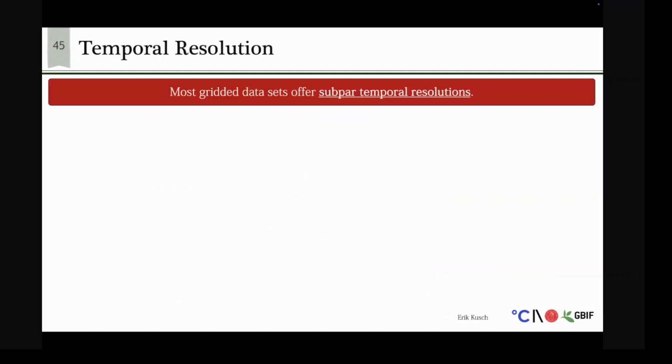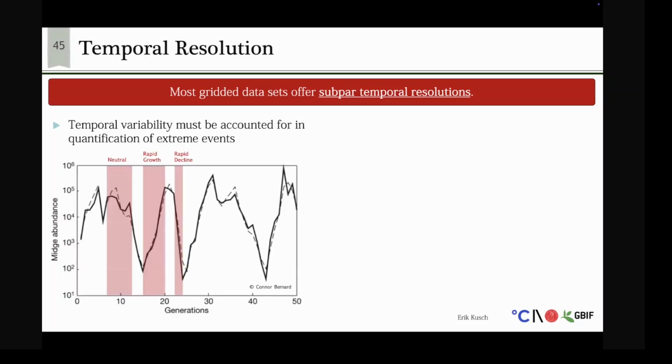So then let's look at temporal resolution. Again, this might not be so relevant for species distribution modeling. However, most gridded datasets offer subpar temporal resolution. We know that temporal variability must be accounted for in the quantification of extreme events.